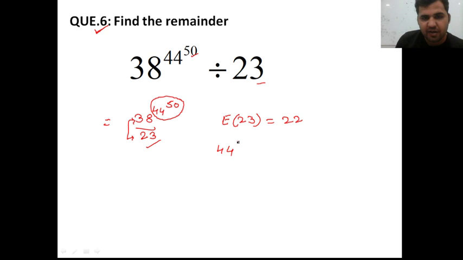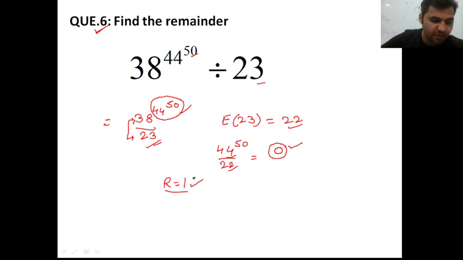And the power is 44 power 50. Now 44 power 50 is a multiple of 22. Why? Because 44 is a multiple of 22. 44 divided by 22 gives remainder 0. So 44 power 50 when divided by 22 will give you a remainder of 0. That means the power is a multiple of the Euler number of 23. Now if the power is a multiple of the Euler number of 23, the remainder will be 1, right? So this is the Euler remainder theorem: if the power is a multiple of the Euler number of the denominator or the divisor, then you can straight away say the remainder will be 1, if the first condition is satisfied.